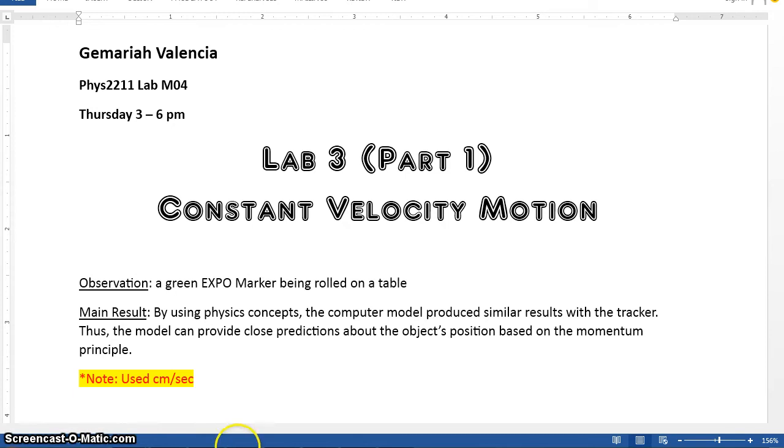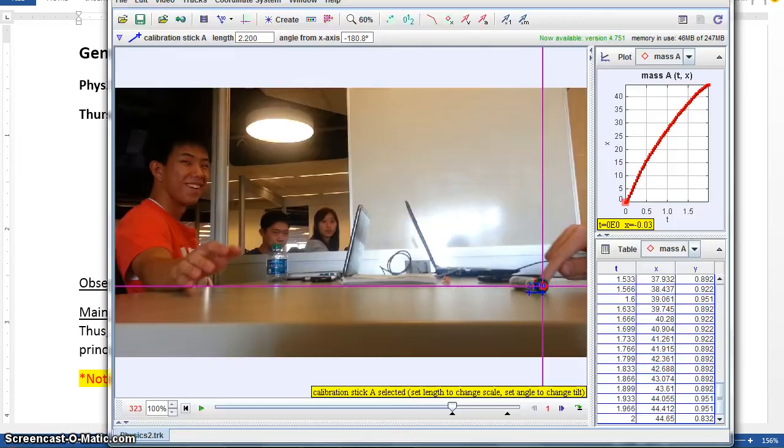My observation is of a green EXPO marker rolling on a table, and by using physics concepts, the computer model produced similar results with the tracker. The model can then provide close predictions about the object's positions based on the momentum principle. Note that I use centimeters per second, and this is because my marker did not travel a significant distance, meaning that if I converted this into meters per second, it would seem like my marker did not move at all.